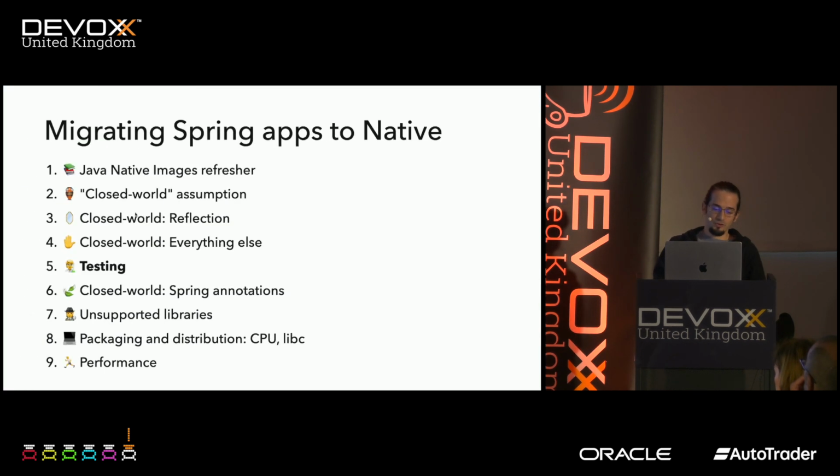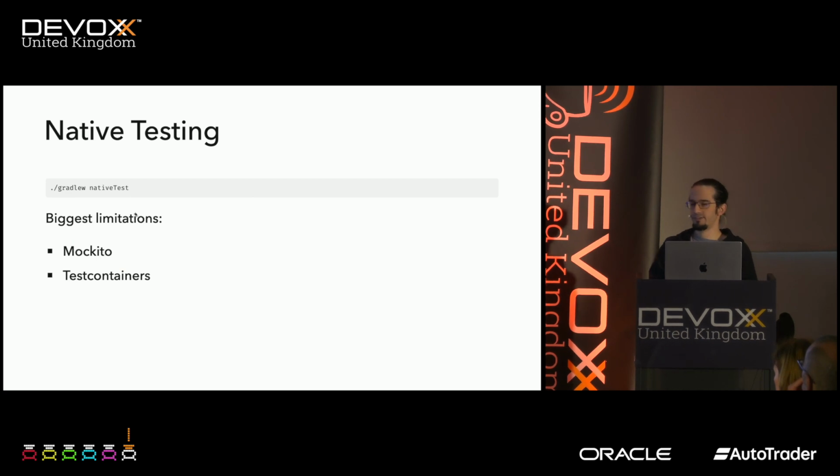There are a few caveats to this. For now, the biggest problem is going to be that Mockito is not supported. They're working on support, hopefully it's going to hit soon. But that means any slice test that has a mock bean or a spy bean in it is not going to work. And then the big second caveat is if you're doing integration tests with test containers, that's not supported either.